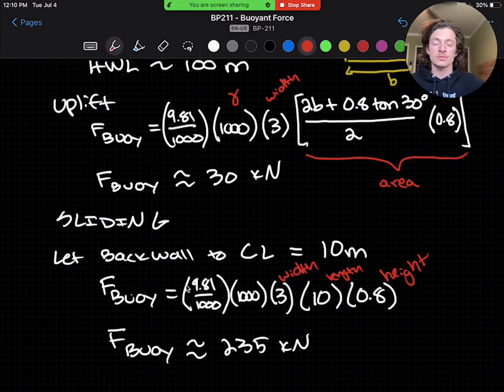So feel free to work these problems out on your own. This just wanted to put some numbers to the situation so that you can put it in the context with some of the other design values you may have.